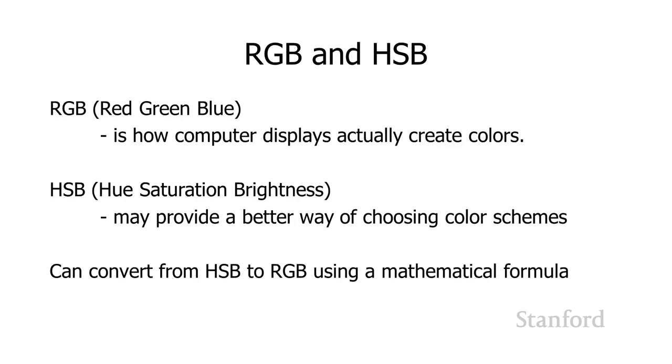Okay, so as I suggested, RGB, that's how the computer display actually creates colors, and HSB is a scheme that people often use to determine what their color scheme should be. And so you may be wondering, what is the relationship between the RGB and the HSB that we're showing you now? And honestly, there's just a simple mathematical formula to go from one to the other. So you know, we're not talking about creating different colors. We're just talking about a different way to be thinking about colors.